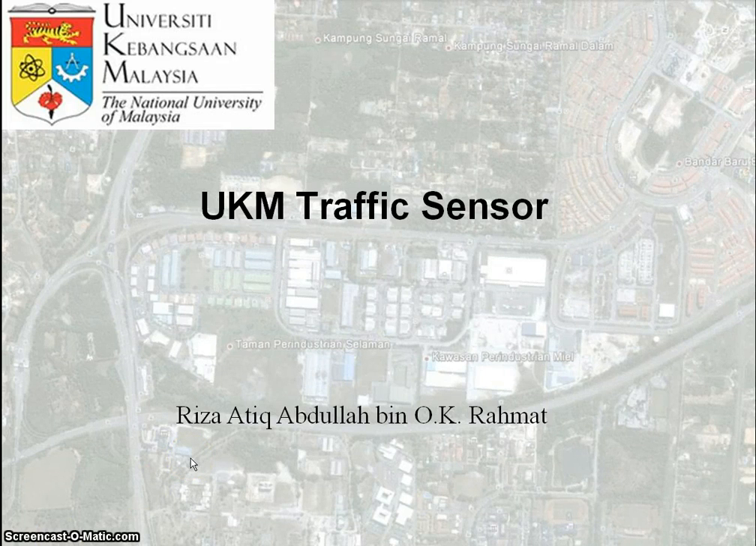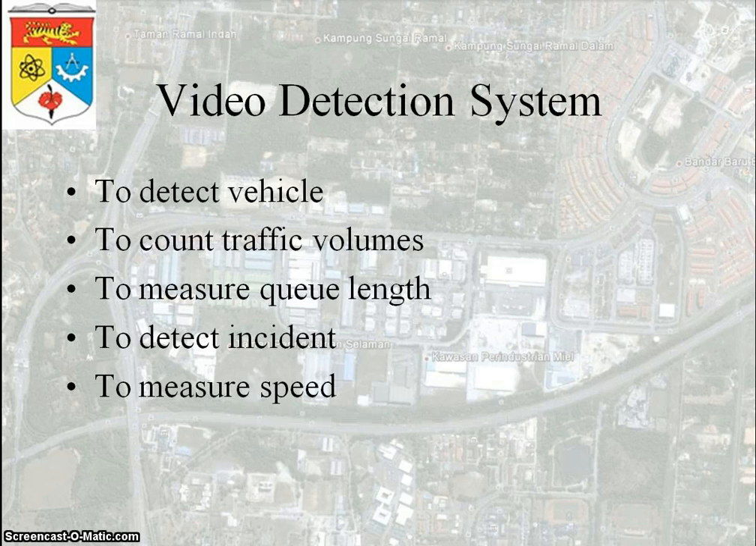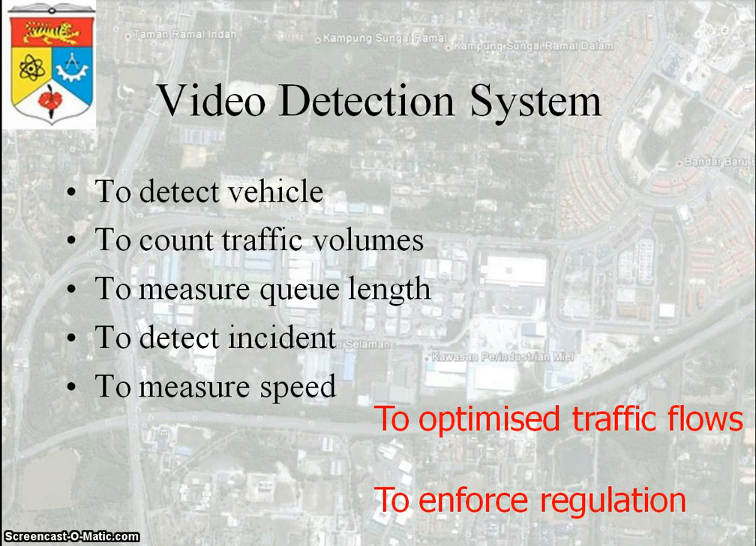Today we'll discuss the UKM traffic sensor, which we are using now as our traffic management system. We use a video detection system to detect vehicles, to count traffic volume, to measure queue length, to detect incidents or accidents, and to measure speed. And we use these parameters to optimize traffic flows and also to enforce regulation, for example, for speeding.